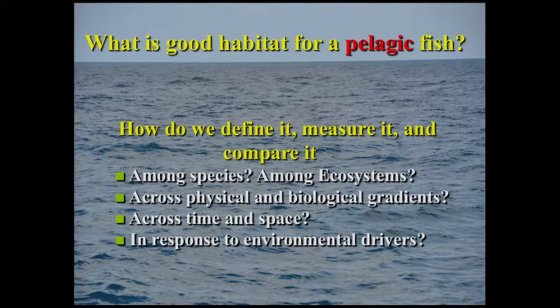But to think about it more broadly, let's think about what might be good habitat quality for a pelagic fish. How do we define it? How do we measure it? How do we compare it among species or ecosystems across the physical and biological gradients, across time and space, and in response to changes in environmental variables?